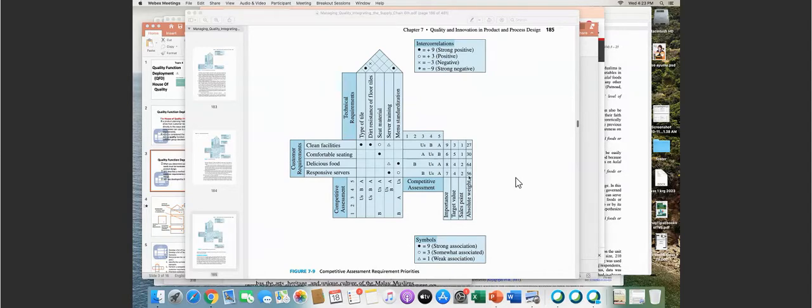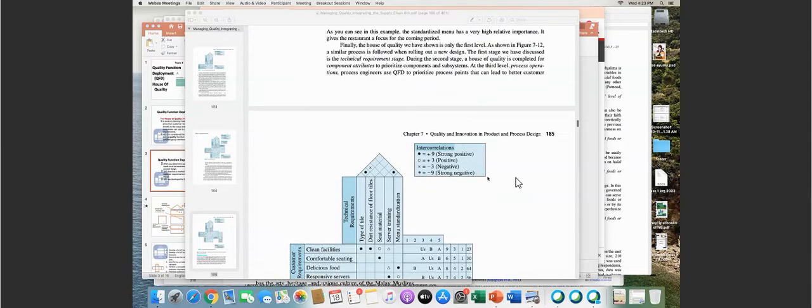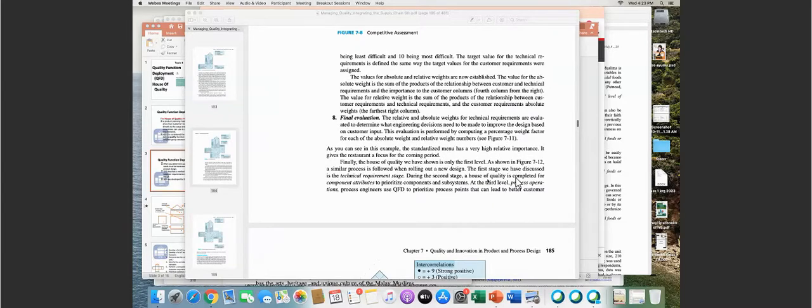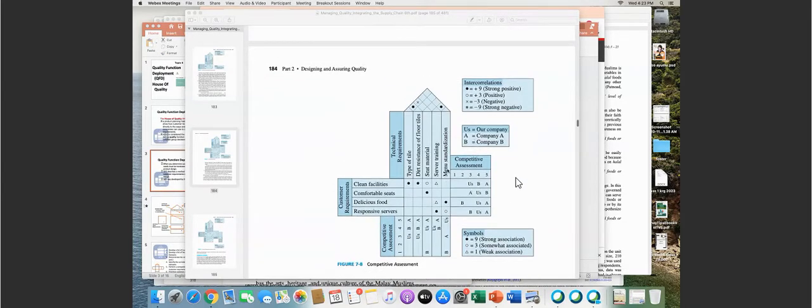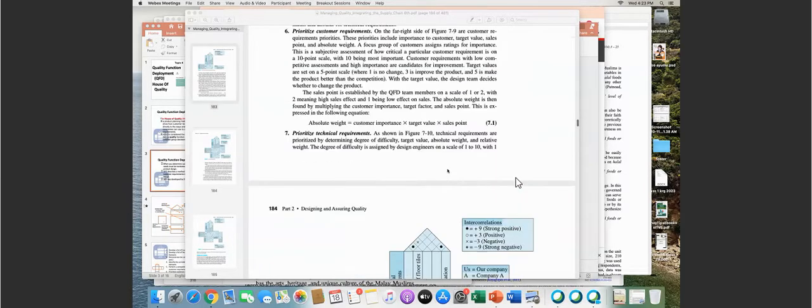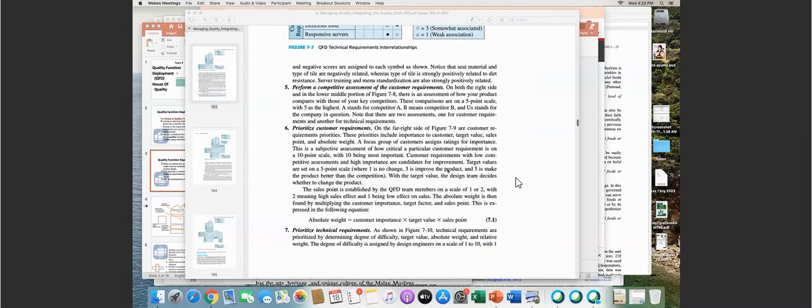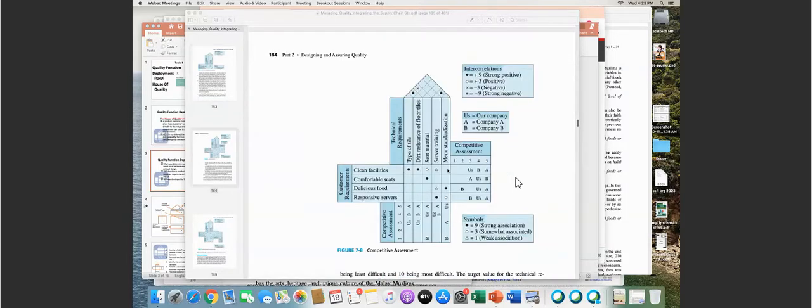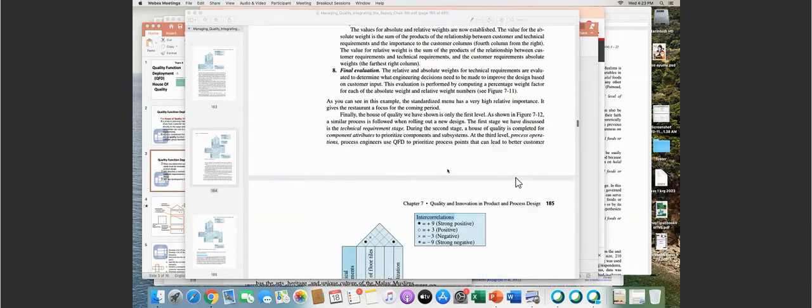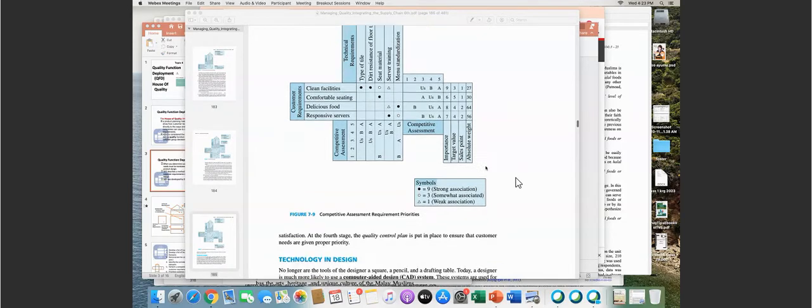Just now you saw this was empty, right? This one is here, so they changed it a bit. This is where the calculation starts, so please pay attention. First, you calculate the absolute weight, right? Just now they asked you to calculate the absolute weight. The absolute weight is the customer requirement times the target value and sales point.